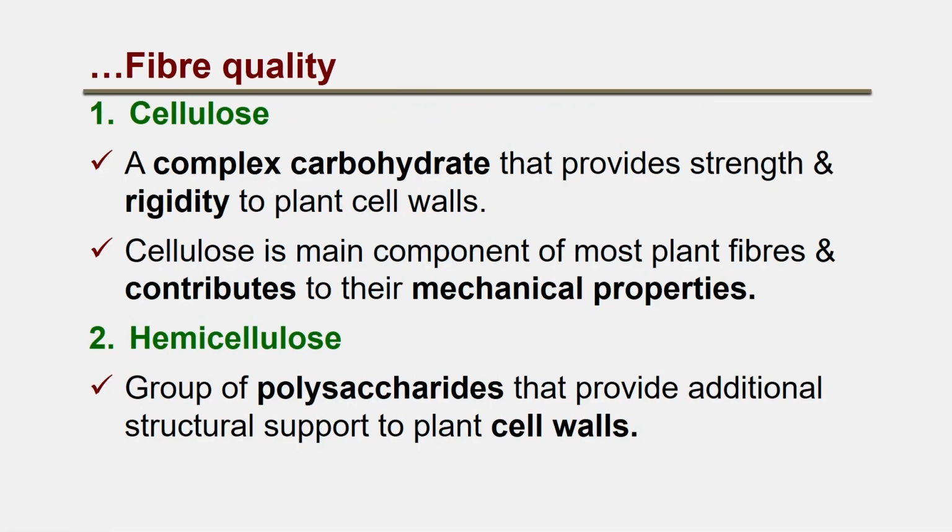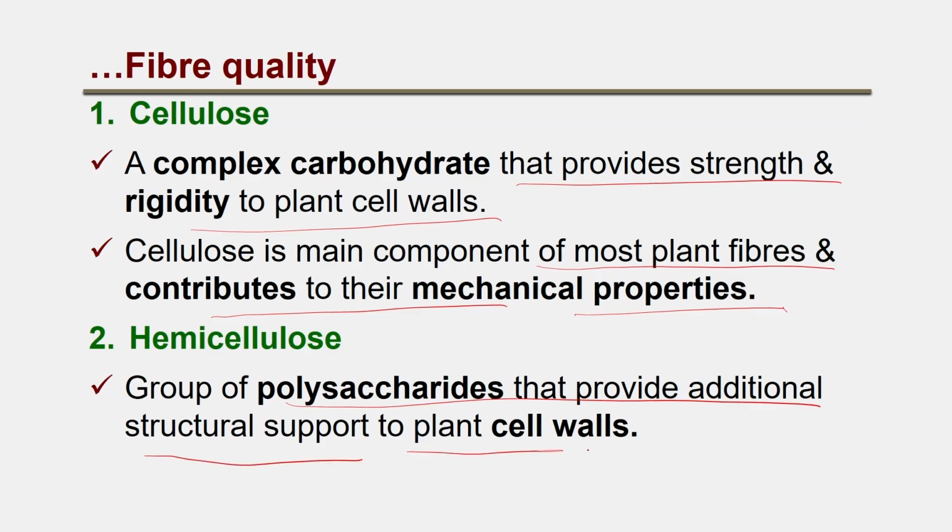Now cellulose is a complex carbohydrate that provides strength and rigidity to plant cell walls. Cellulose is the main component of most plant fibers and contributes to their mechanical properties. So it is the main organic compound which is responsible for the mechanical strength of the fiber also. Hemicellulose is another organic compound, a group of polysaccharides that provide additional structural support to the plant cell walls.